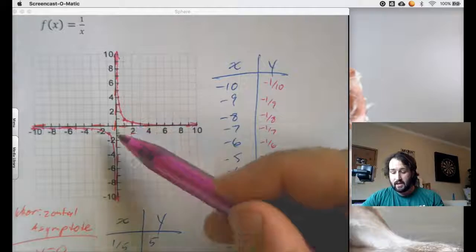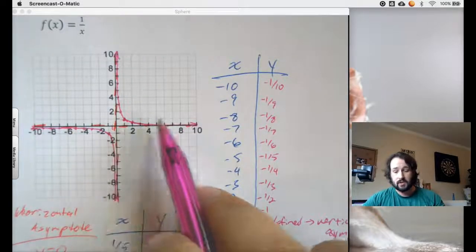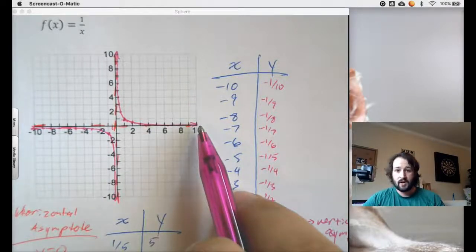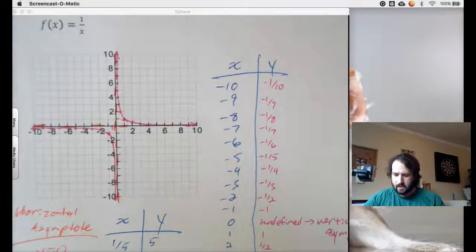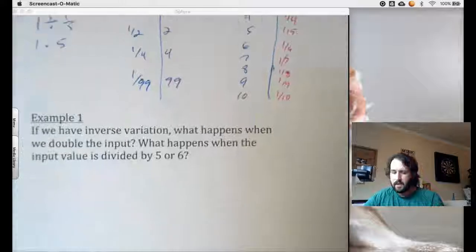So notice the domain is everything except 0. The range is all of the y values except 0, so we can go up forever, and we get really close to 0, but we don't ever actually touch it. I think that's all they're going to ask you about. Again, if you guys have questions, please just let me know. I'll answer your emails all the time.